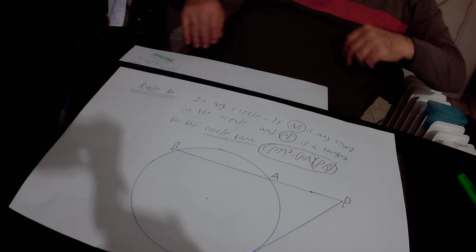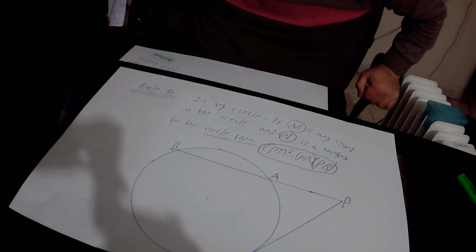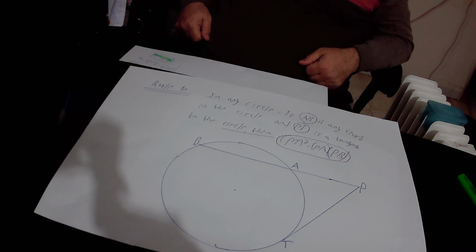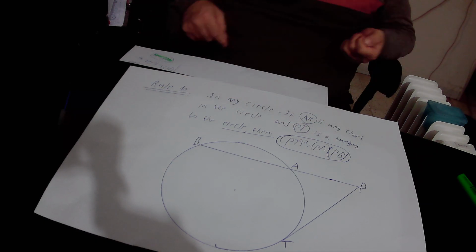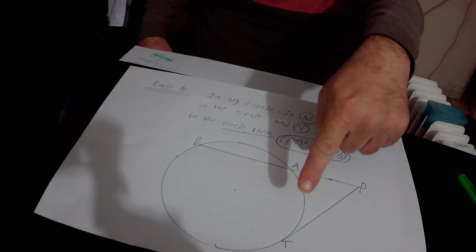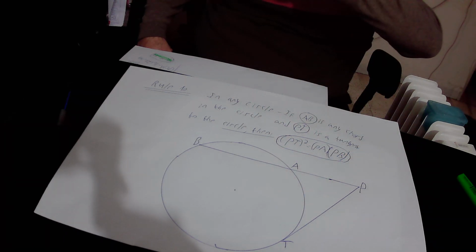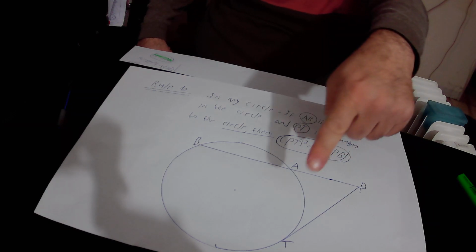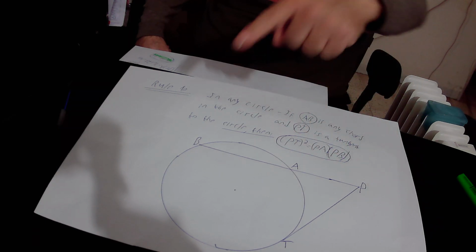According to rule number 10, in any circle, if AB is any chord, here AB is a chord in the circle, and PT is tangent to this circle at point T, point T being the point of tangency, then the following equation is true: PT squared equals PA times PB.